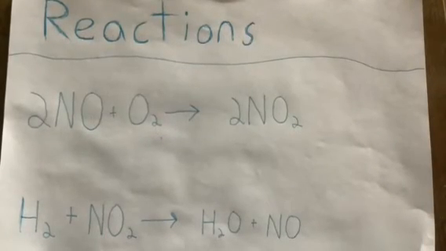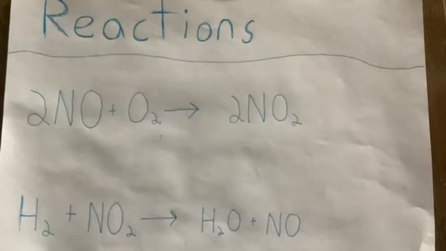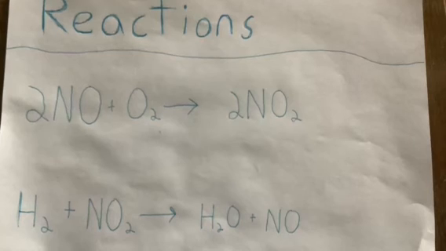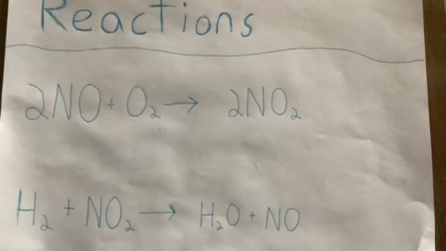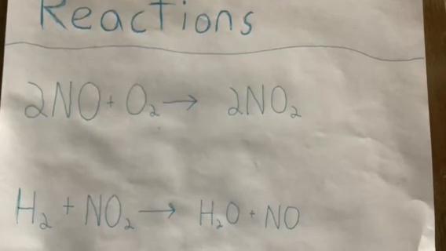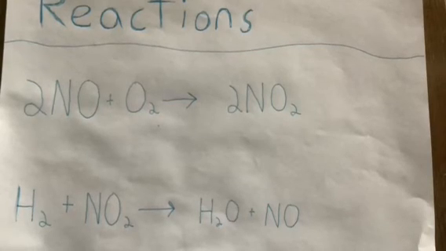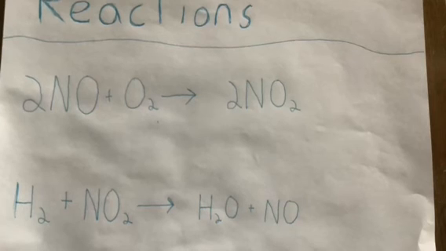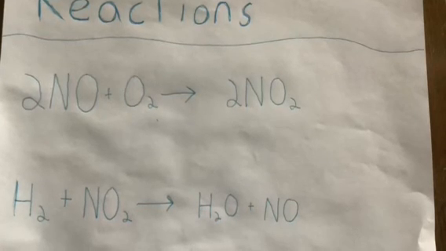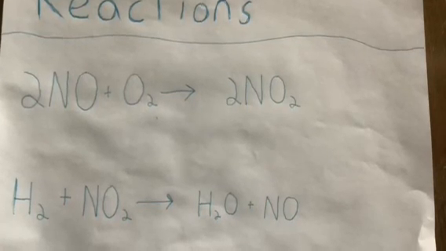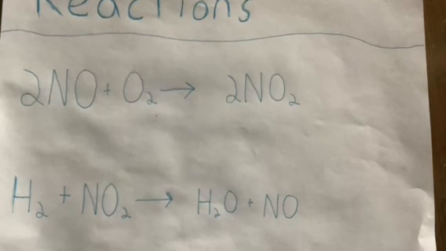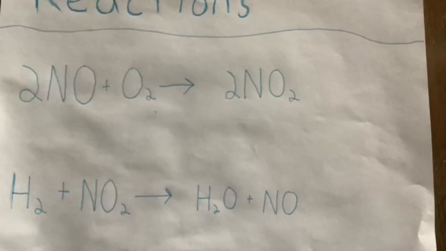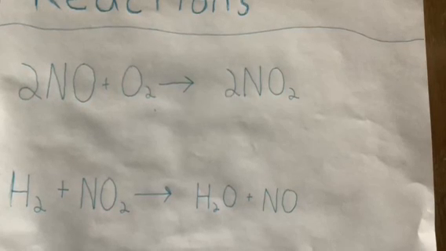Here are a couple example reactions which include nitrogen dioxide. In the first example, you have 2 molecules of nitrogen oxide plus oxygen gas, which is 2 oxygen molecules, and that produces 2 molecules of nitrogen dioxide. On the bottom, you have hydrogen gas, which is 2 molecules of hydrogen, plus nitrogen dioxide. This produces a molecule of water and 1 molecule of nitrogen oxide.